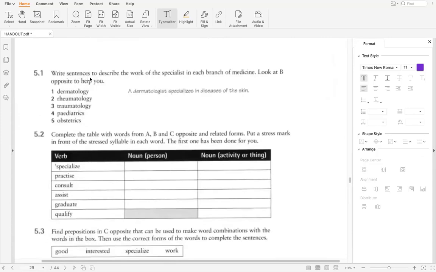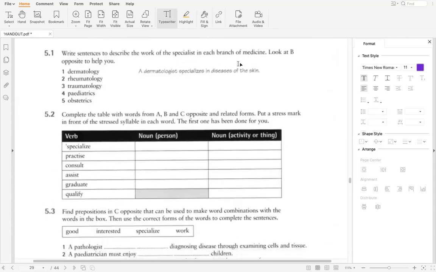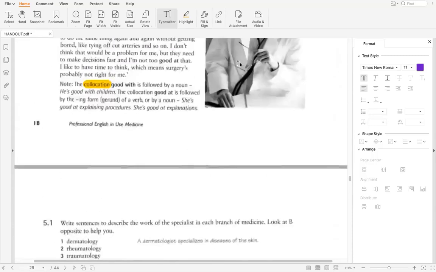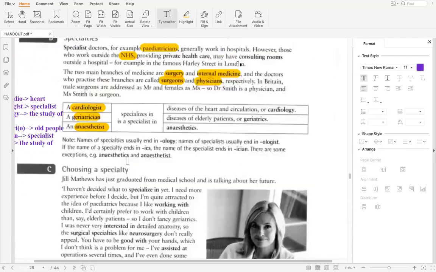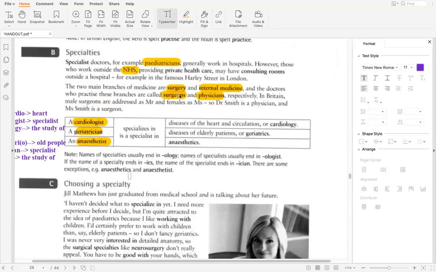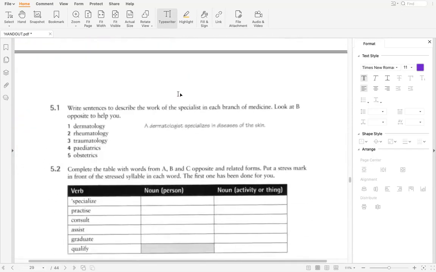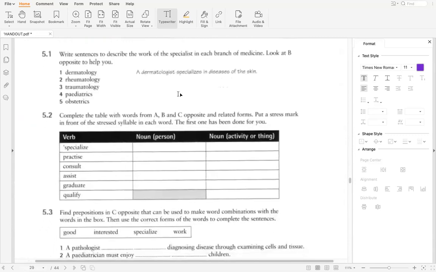Write sentences to describe the work of the specialist in each branch of medicine. Look at B, this part, to help you. So we will describe this part. We have, for example, dermatology. A dermatologist specializes in diseases of the skin.